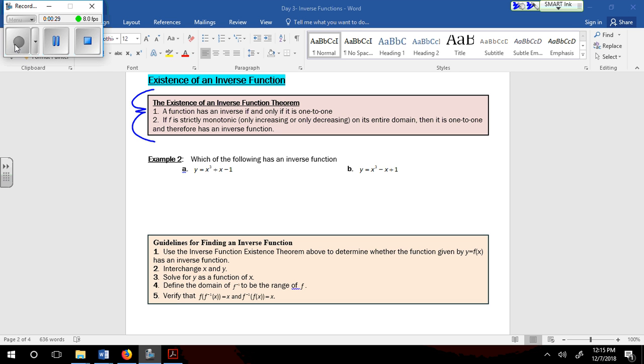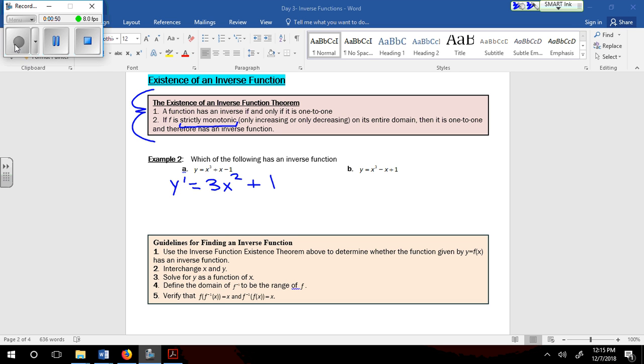And so the way we can check that it's 1-to-1 is looking to see if it's strictly monotonic, which means it's always increasing or always decreasing. And we can do that by checking the derivative. So we're going to find the first derivative, which would be 3x squared plus 1.